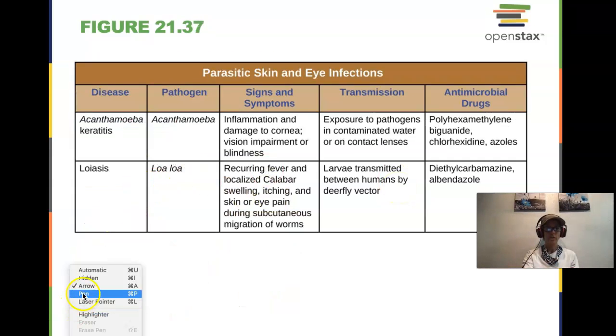Again, I didn't mark these, but I can. The Acanthamoeba and the loiasis. Can never pronounce that. You're not going to have to say it. You just have to know it.